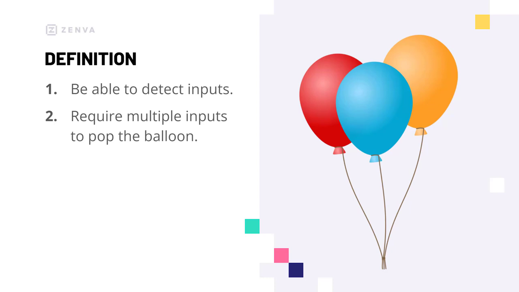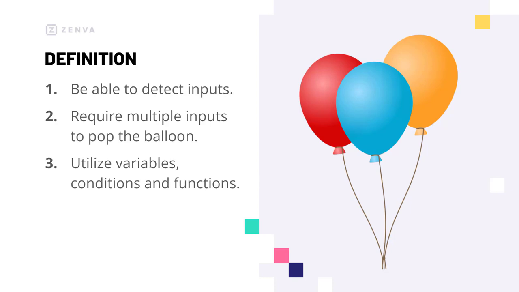And we also wanted it to require multiple inputs to pop the balloon, and that was made possible with the if statement where we checked a certain condition, which was if the diameter is greater than or equals to the pop diameter, then we would have popped the balloon, and that allowed us to inflate the balloon multiple times before having it pop. And then finally, we wanted to utilize variables, conditions, and functions, which we successfully done. Okay, we had two variables, two functions, and a condition as well.